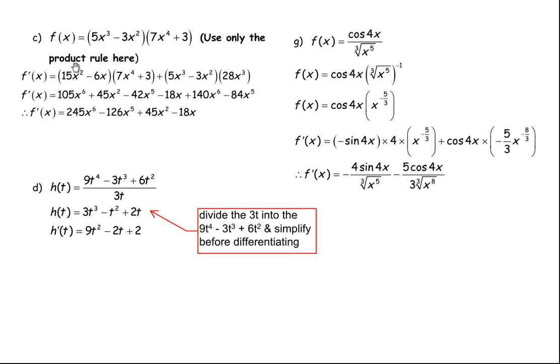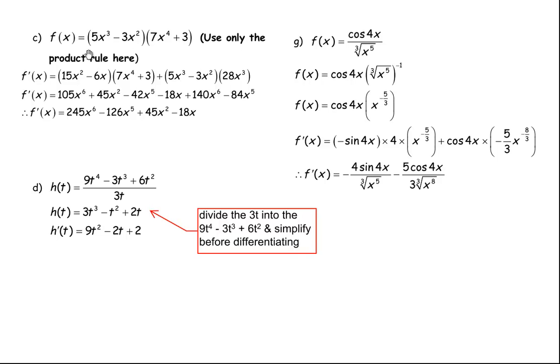Derivative of 5x cubed would be 15x squared using the power rule. 3 times 5 is 15. Subtract 1 from the exponent. The derivative of negative 3x squared would be negative 6x. The 2 comes down and multiplies by negative 3 to make negative 6. Subtract 1 from the exponent. That's why there's a 1 here.